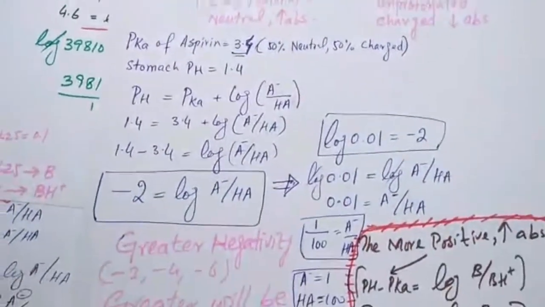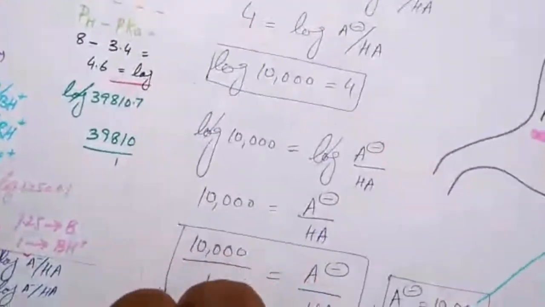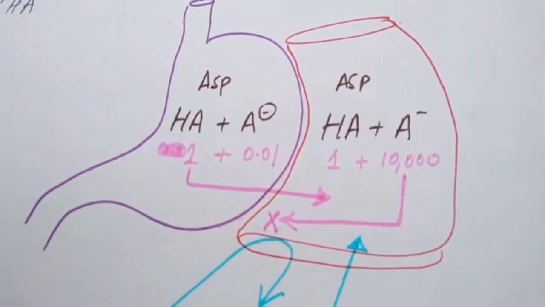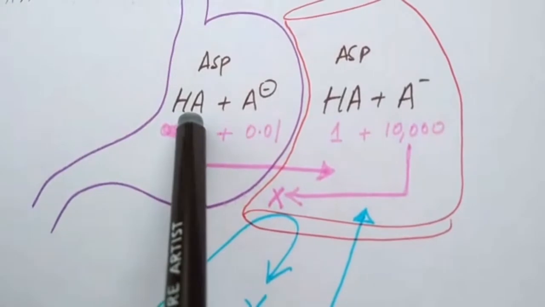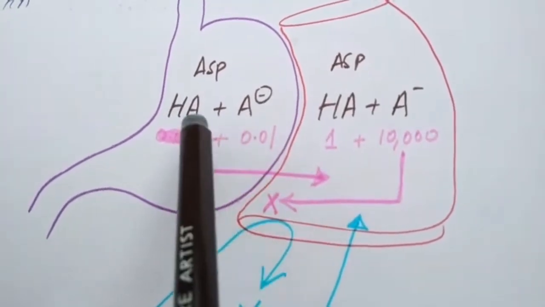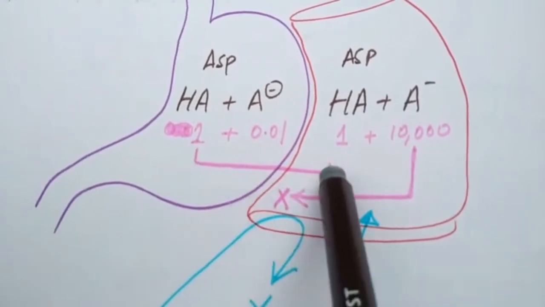So it means in the stomach, the protonated form is more and the ionized form is less, so this protonated form will be absorbed more.